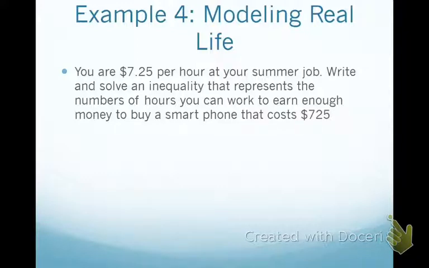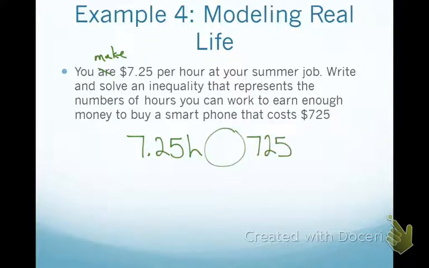If you're making $7.25 an hour, okay, that should say make, not R. So you make $7.25 an hour at your summer job. That's positive, right? You're not paying them to work. Write and solve an inequality that represents the number of hours you can work to earn enough money to buy a smartphone that costs $725. So I want you to just take a minute to think about what inequality would belong here. If you have to earn enough money to buy that smartphone, what inequality would go there?